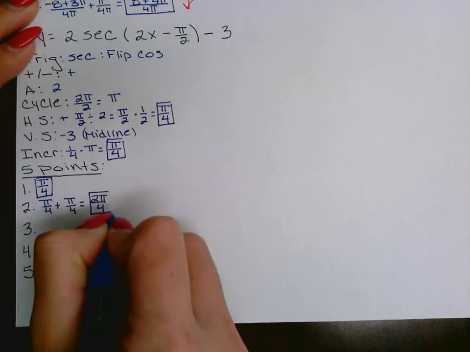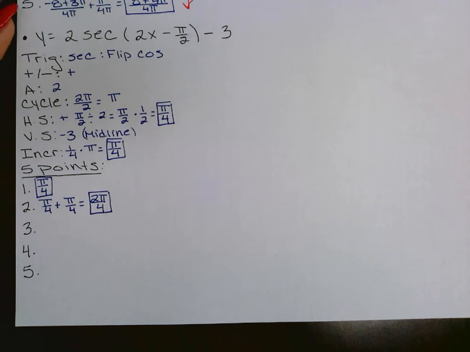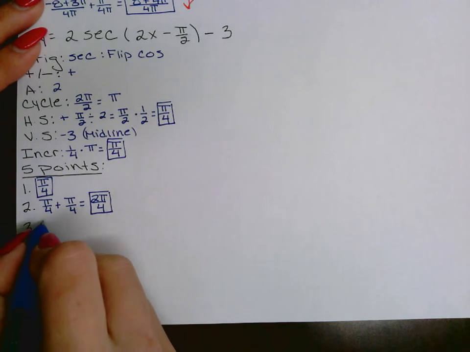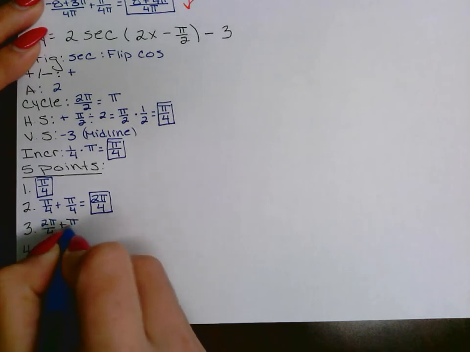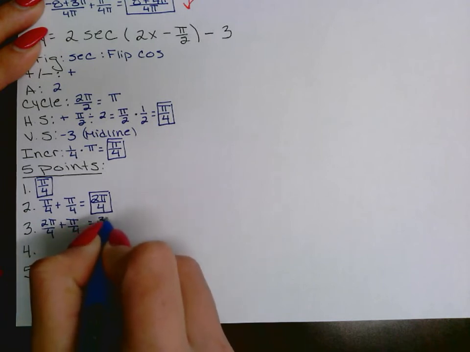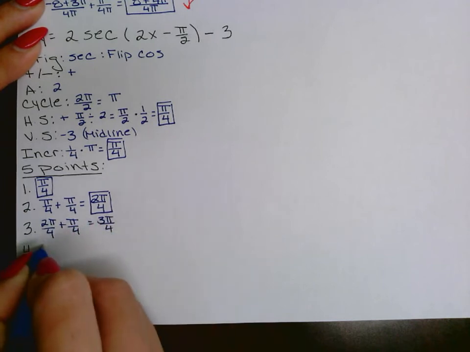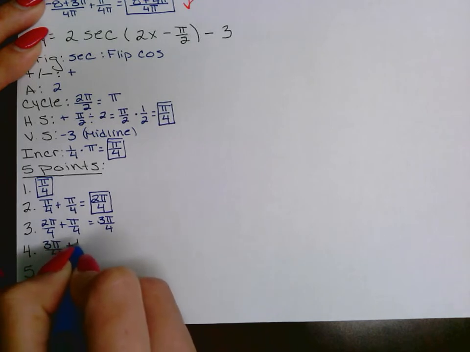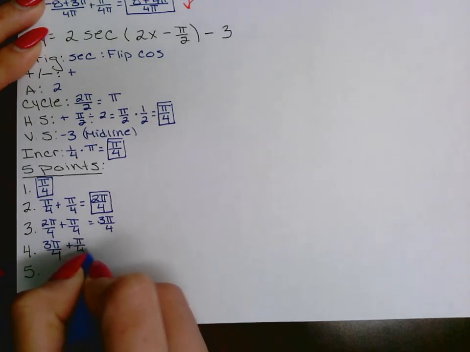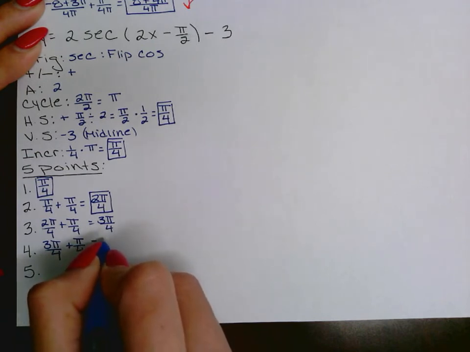Hopefully you do not feel the need to do any work here, guys. Because 2 pi over 4 plus another pi over 4 is 3 pi over 4, and the next one will be 4 pi over 4. And the next one, 5 pi over 4. Does that make sense? I'll do the work for your notes. In this one for the graph, always remember the positive side of the x-axis.